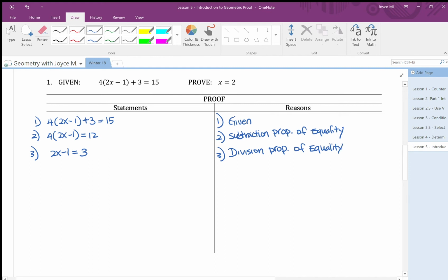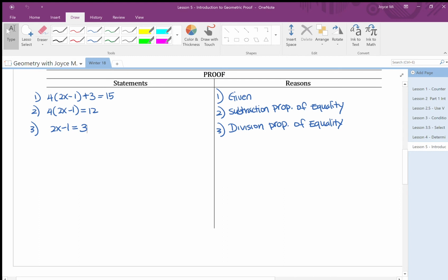Okay. Next thing, what can I do to solve this equation? Just an algebraic equation. I'm subtracting 1 here, so I need to add 1 to make 2x by itself. So I'm adding 1 to both sides of the equation. So step 4, adding 1 is going to give me 2x on the left. 3 plus 1 gives me 4.